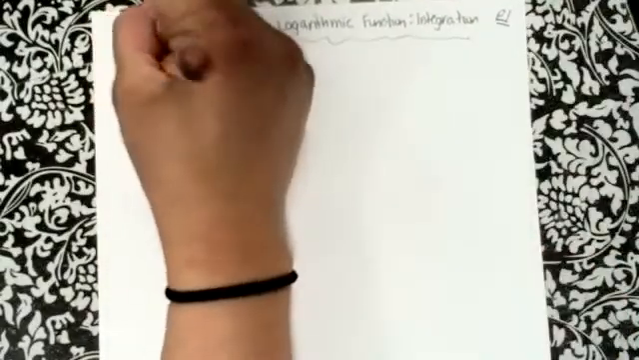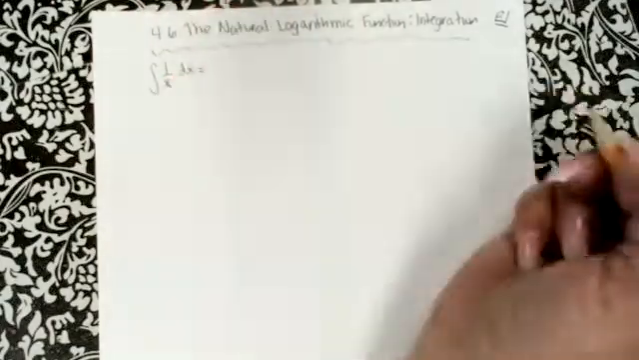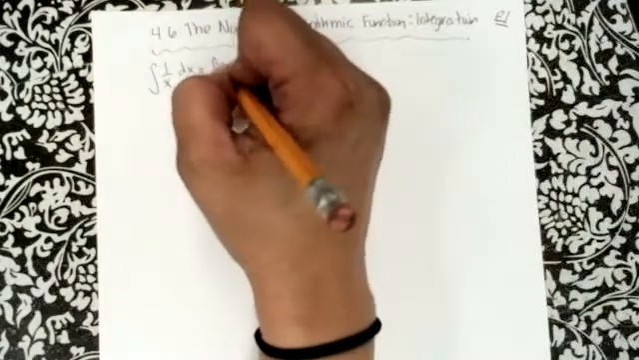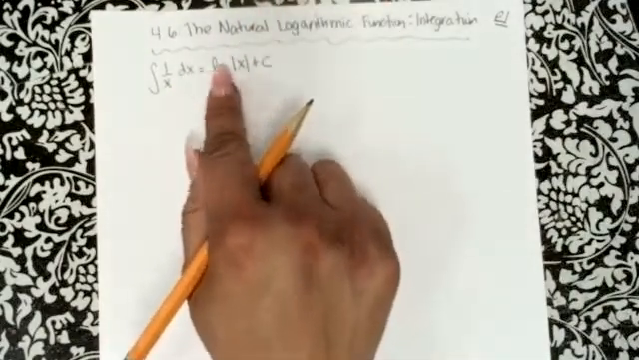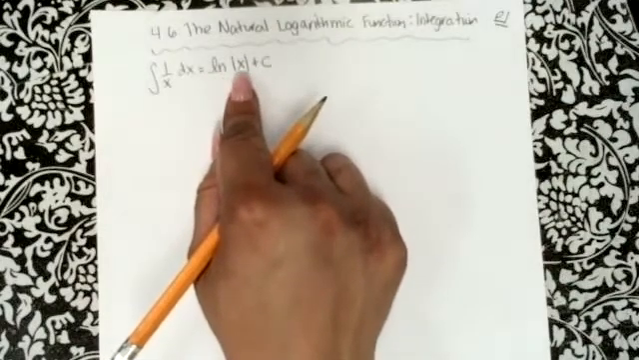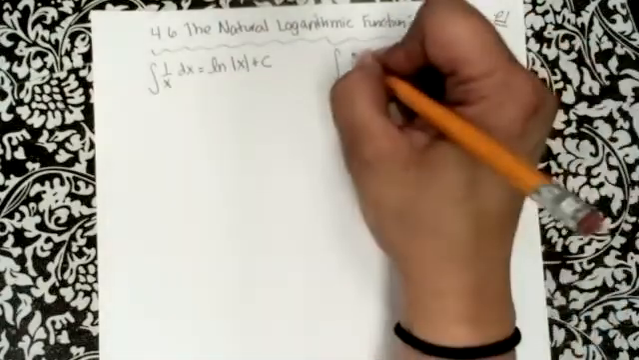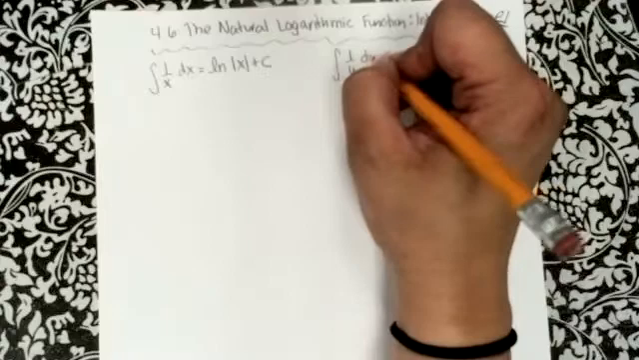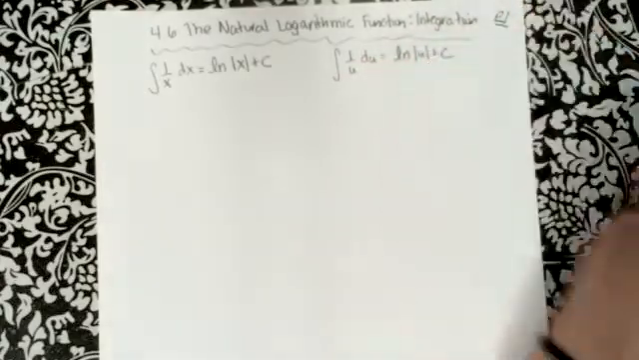Now, the antiderivative of 1 over x dx is equal to the natural log of the absolute value of x, because remember, the natural logarithm has to be 0 or positive. You can never take the natural logarithm of a negative number. With that said, if we have 1 over u du, that's also the natural log of the absolute value of u plus c.